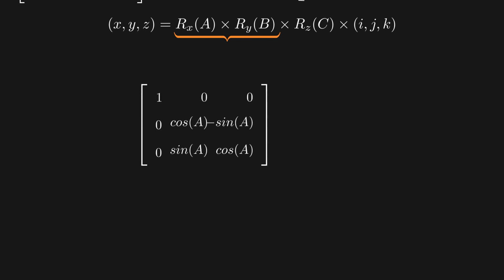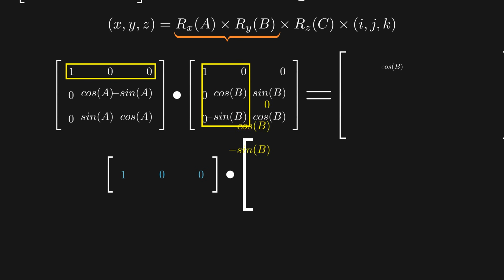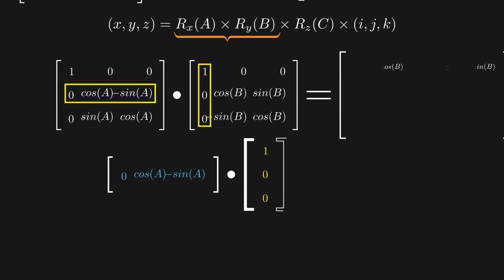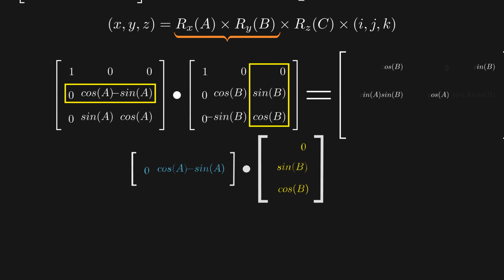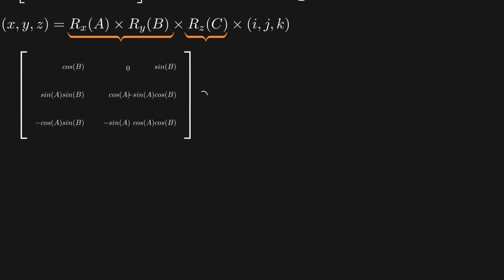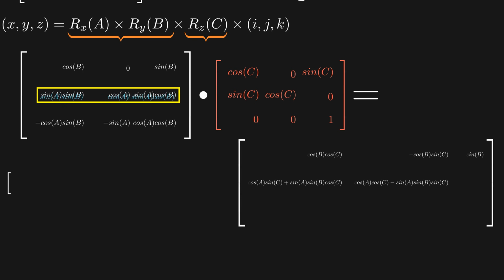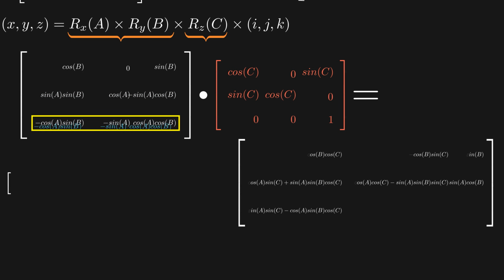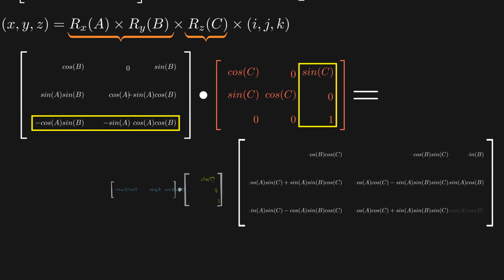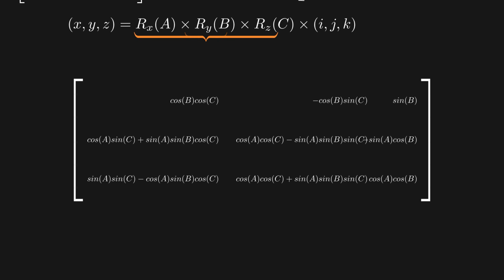First, we need to multiply the rotation matrices around the X and Y axis. I am going to speed up the animation here. Here you see only basic matrix multiplication. Once that's done, we need to multiply the result with the rotation matrix around the Z axis. Now this matrix is basically the rotation matrix around all axes X, Y, and Z. We could get it directly from the internet, but it is better to learn how it is actually done.